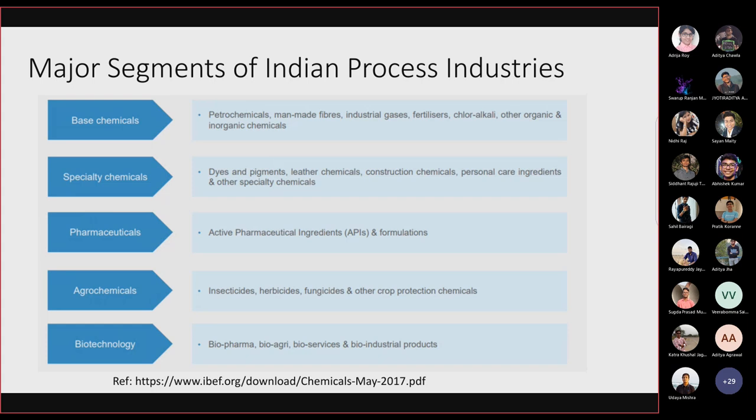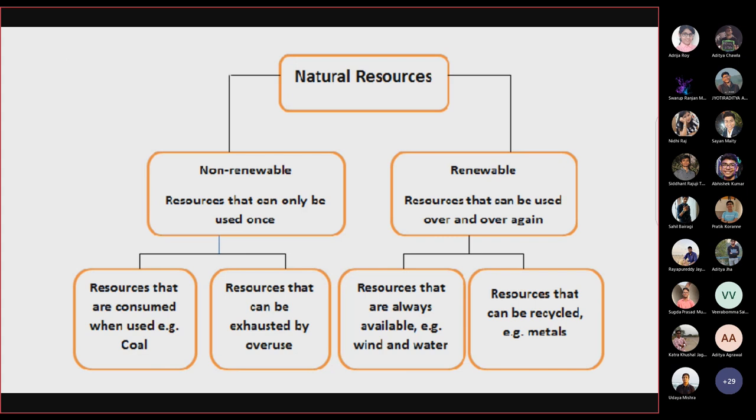So let me start with natural resources, because whatever base chemicals we showed in the previous slide, or whatever products I showed in the earlier slides, they're not naturally available, right? So we are converting some of the natural resources available to us into those commodity products, which a common man can use. So what are the different types of natural resources? I think you all know this, but still I wanted to give you a kind of recapitulation or revision of what you already know.